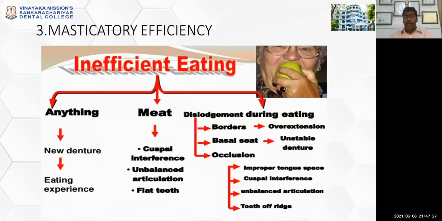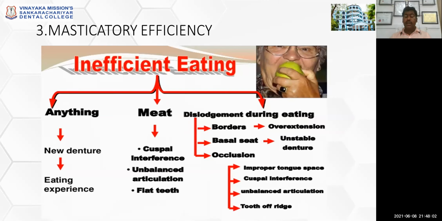Now, the third and the most important reason why a patient comes to you is masticatory efficiency. The patient is not able to bite. The entire reason the patient has come to you is for function and aesthetics. Even if he or she is happy with the aesthetics, they are not happy with the function. The patient is not able to bite, savor the bolus and extract nutrition from it. So what are the different causes? It may be because of a cuspal interference, unbalanced articulation, or if you've given flat teeth. Dislodgement during eating, overextension of the borders, which I already talked to you about, and improper tongue space.